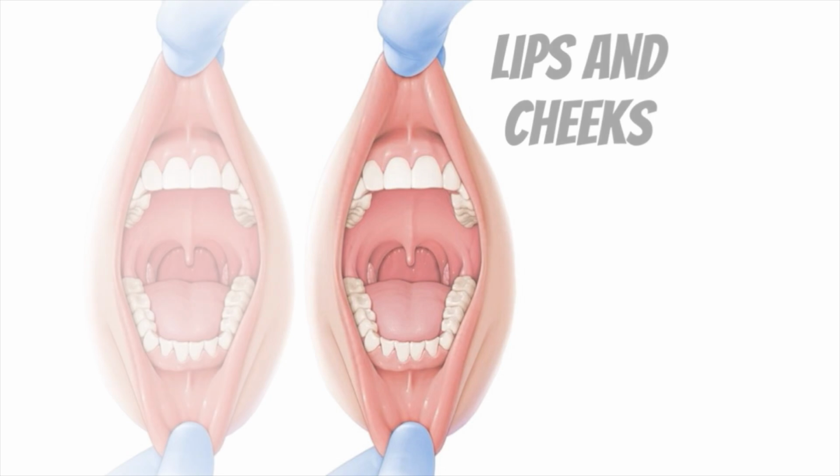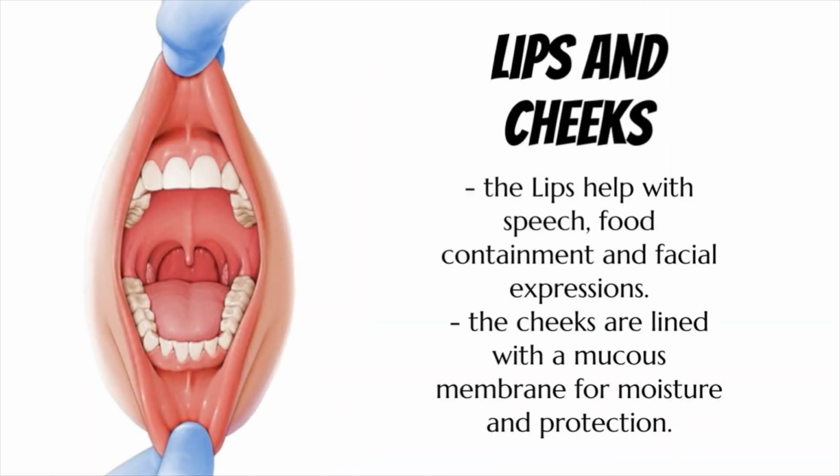Moving on to the lips and cheeks. The lips help with speech, food containment, and facial expressions. And the cheeks are lined with a mucous membrane for moisture and protection called the mucosa.